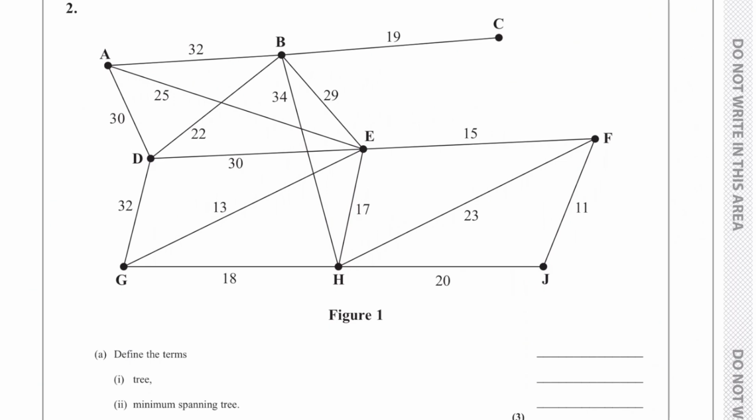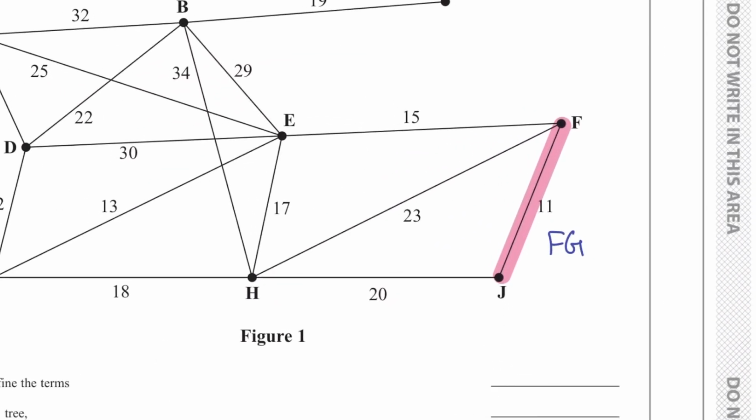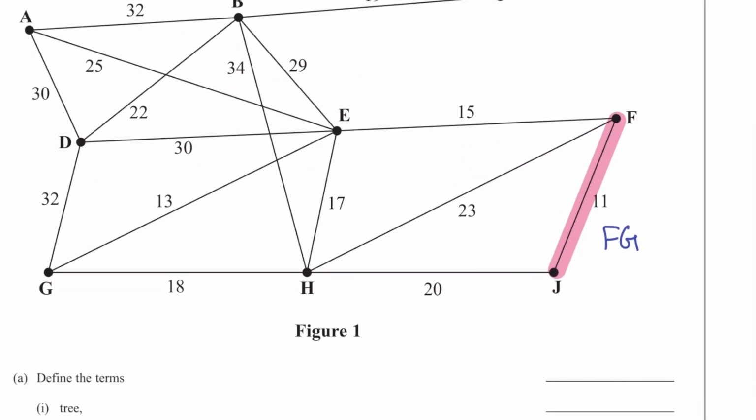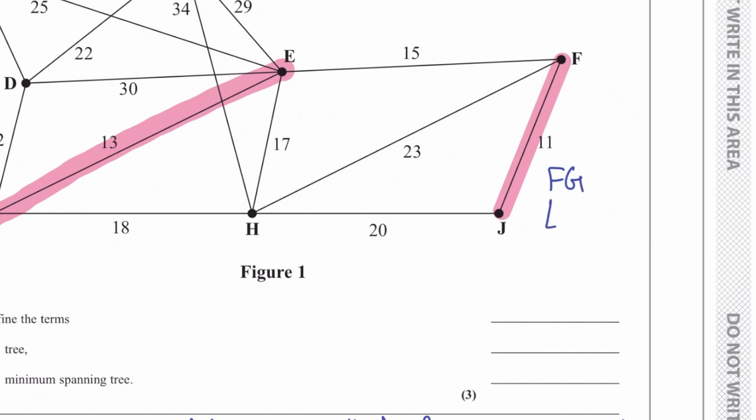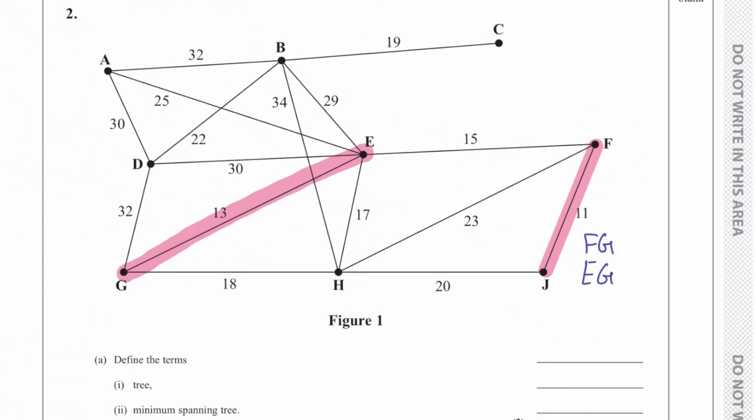So let's just start. We got FJ, which is the smallest one in here. Let me write that somewhere. Actually, I'll just write it here. So we got FJ. Then the second smallest one is EG right over here, so you can accept that as well. EG. And then we need to find the third one. The third smallest should be this 15 over here.